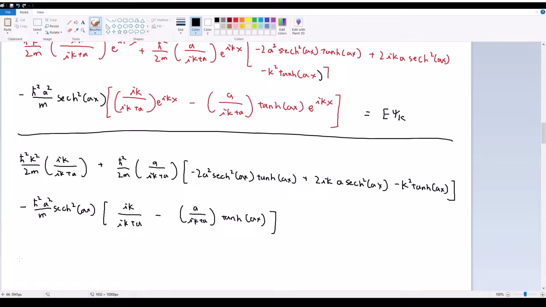And this ultimately equals e, and then remember that the a and the psi k got canceled, and the e to the ikx and the psi k got canceled, so we're left with the exact same expression over here that gets pulled down.